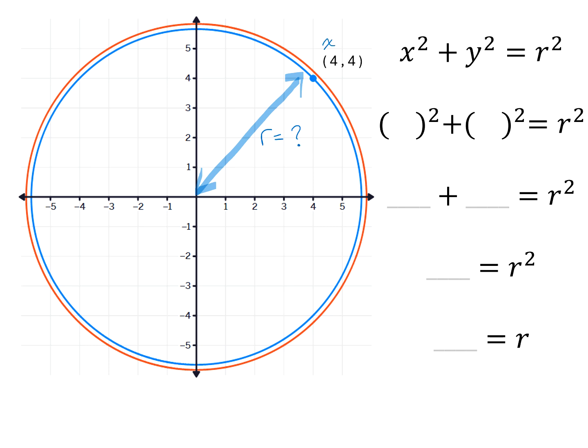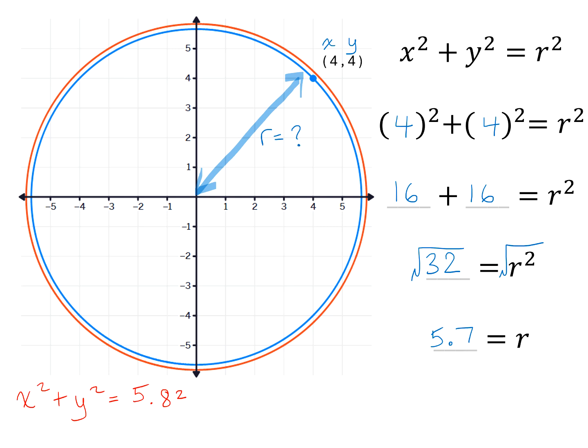The x-coordinate here is 4, so I'm going to place that over here, and the y-coordinate is also 4. I'm going to place that right over here. 4 to the power of 2 is 4 times 4, which is 16, and 16 plus 16 gives us 32. To find the actual radius, we need to square root both sides of this equation. The square root of 32 is approximately 5.7 units.